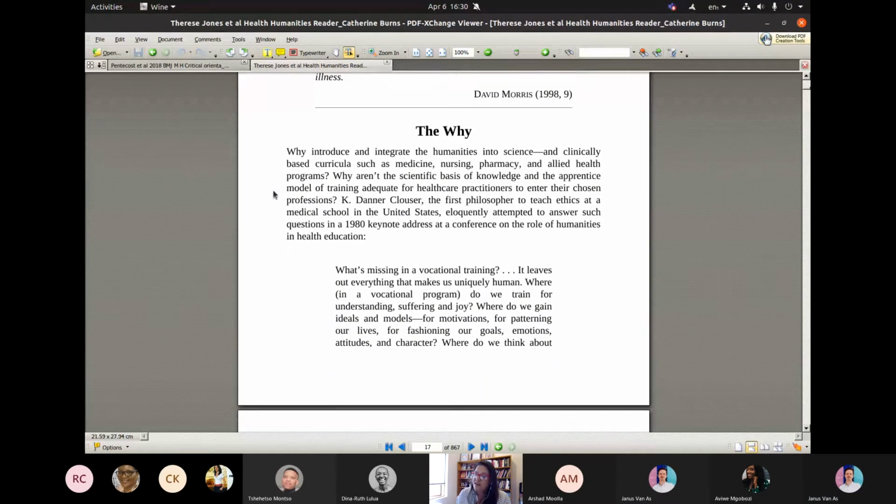And these authors, who are all medical doctors by training, but also have PhDs in other fields such as philosophy and history and literature, and who teach at leading health science faculties abroad, some of them at medical schools, and some of them in more broadly constituted fields of health professionalism, put this question to us: Why introduce and integrate the humanities into science and clinically based curricula, such as medicine, nursing, pharmacy, and allied programs? Why aren't the scientific basis of knowledge and the apprentice model of training adequate for healthcare practitioners to enter their chosen professions? And they referred to Clauser, the first philosopher to teach ethics at a medical school in the United States, who eloquently, they say, tried to answer such a question in a 1980 keynote address at a conference on the role of humanities in health education.